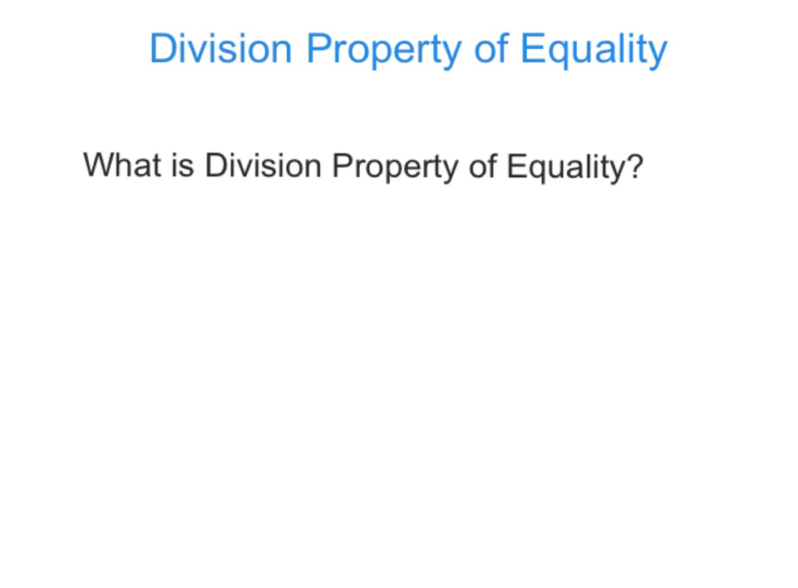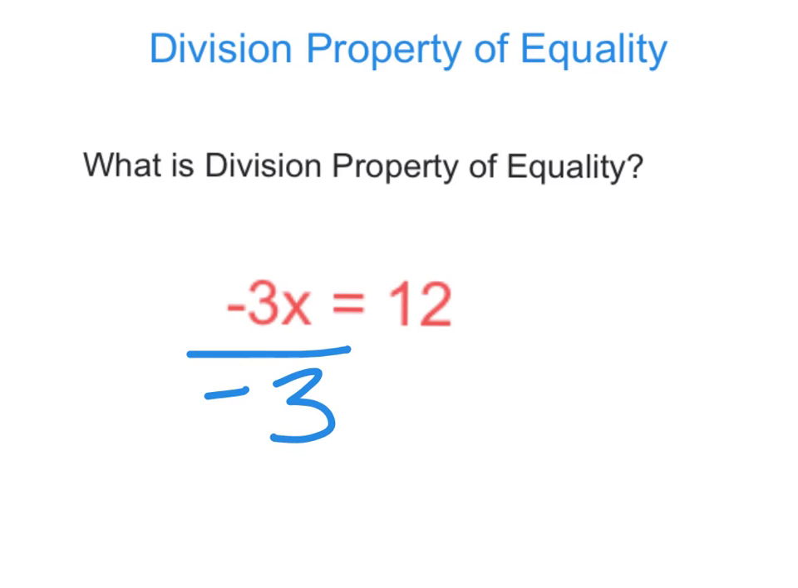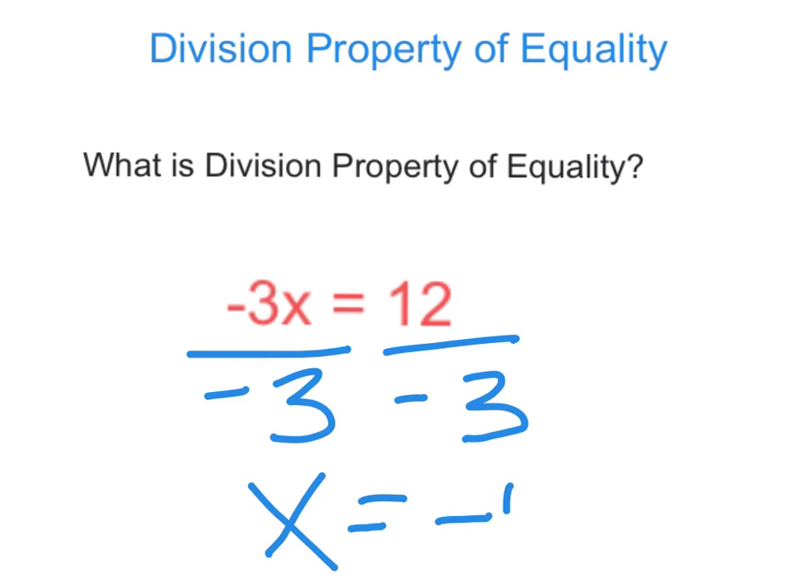The division property of equality is very similar to the subtractive property. It is similar in that we are trying to get the variable by itself, and we will do that by dividing both sides. In this problem, we have a number attached to the variable, so to get rid of that, we need to divide by 3 on both sides. And now we have the x by itself, so x will equal -4. And when we divide by a positive and a negative number, we always get a negative for our answer.